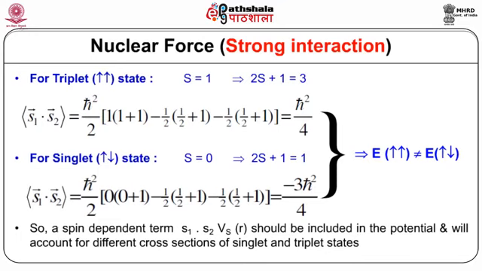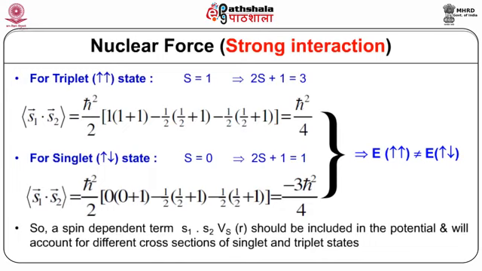Expectation value of S1 dot S2 is equal to ħ² [1 × (1 + 1)]/2 ... Now as small s1 and small s2 are equal to half, the spin values, so minus half into (half plus 1) minus half into (half plus 1), and it comes out to be around ħ²/4.